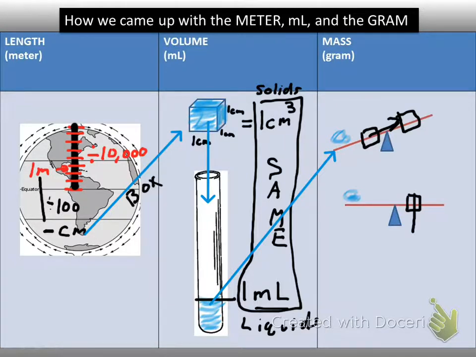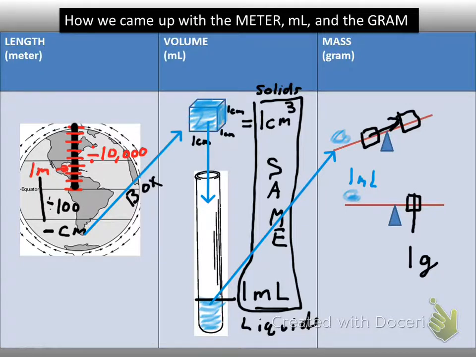And don't forget that this is only 1 milliliter of water. That's the volume of the water. But we put a tick mark on our balance, and guess what we called it? 1 gram. That's how we came up with the gram.